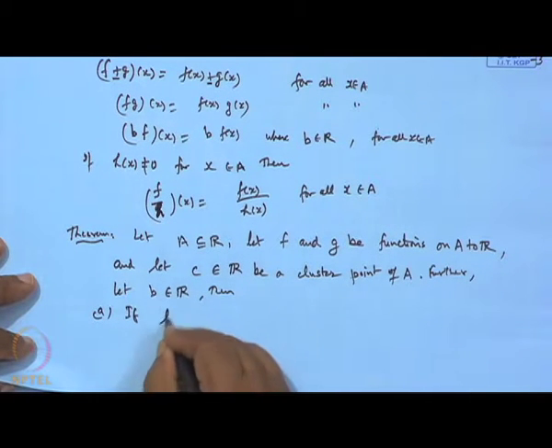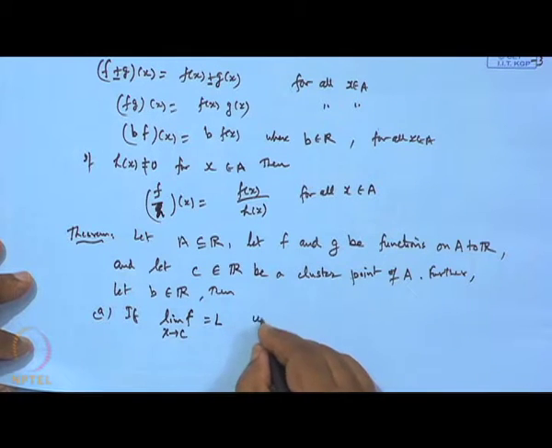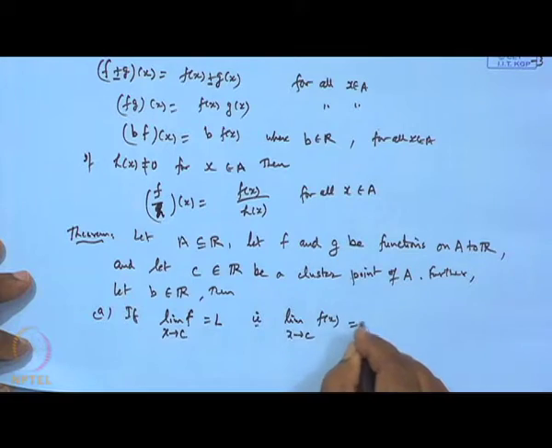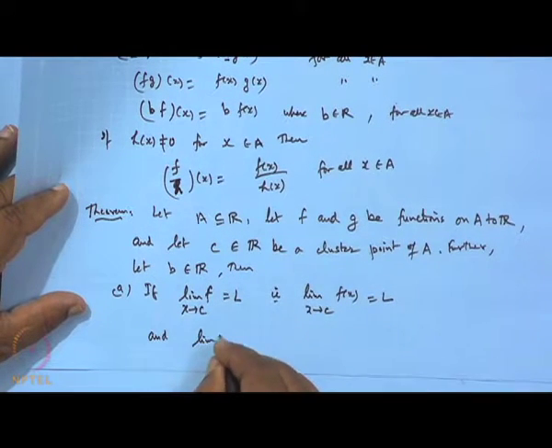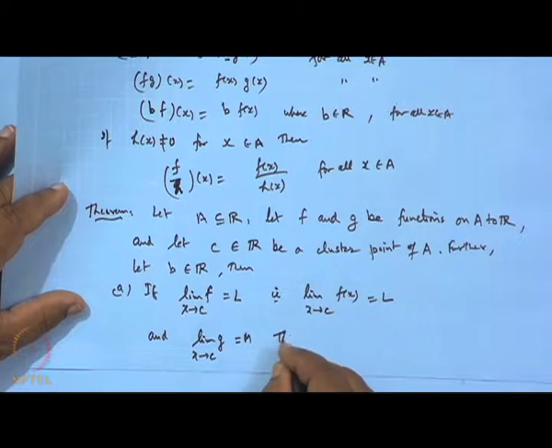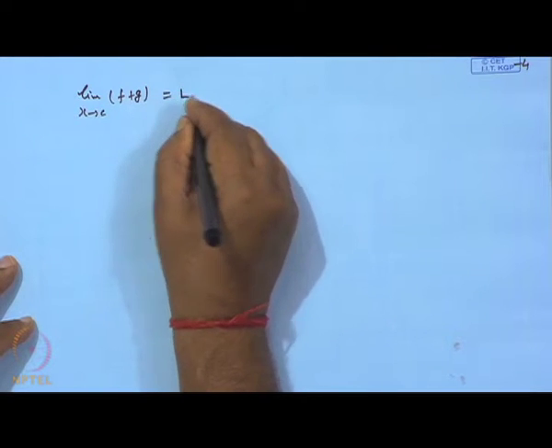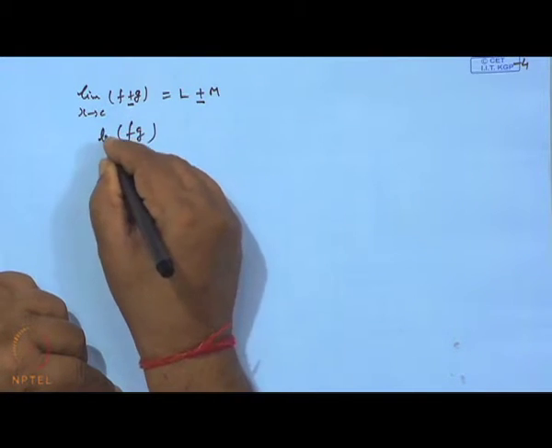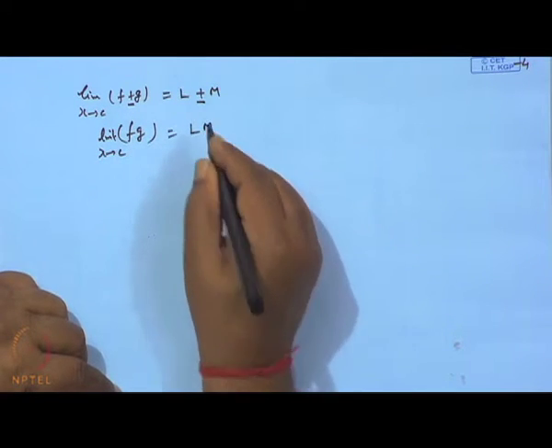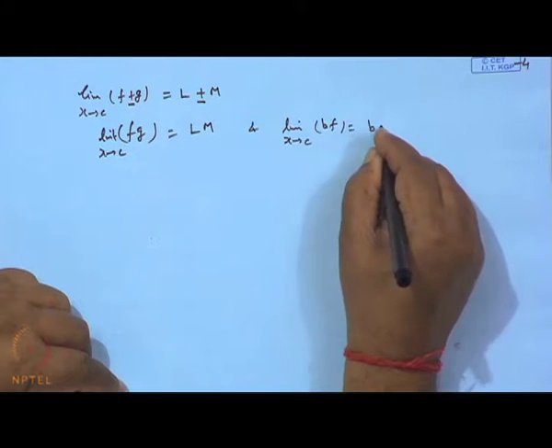If the limit of f(x) when x tends to C is L, and I am dropping the x suffix, and the limit of g when x tends to C is M, say, then the limit of the sum (f plus g)(x) as x tends to C will be L plus M, the limit of the difference will be L minus M, the limit of the product f g as x tends to C is L M, and the limit of b f(x) as x tends to C is b times L.